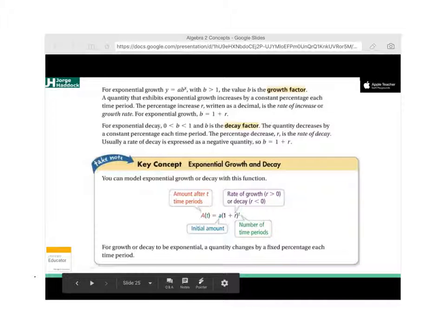Okay, now the exponential growth and decay, I can model it by using this function right here, where A of t, the amount after t periods, equals the initial amount A times 1 plus r. That rate r is going to be the rate of growth or decay, depending on the information. 1 plus r is going to be the growth factor or decay factor. And if it's given in percentages, we're going to change that to a decimal. So let's see an example here.